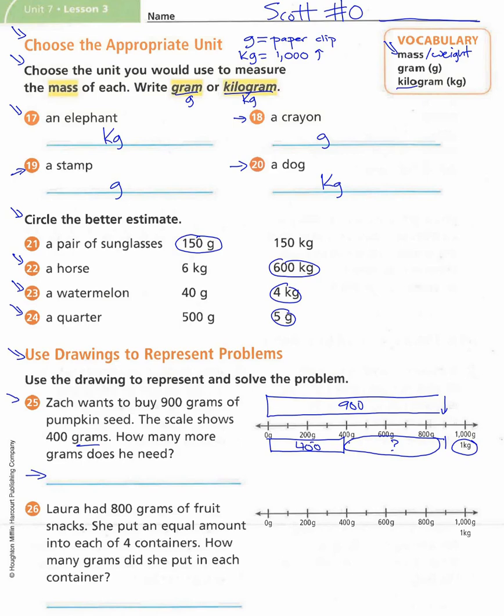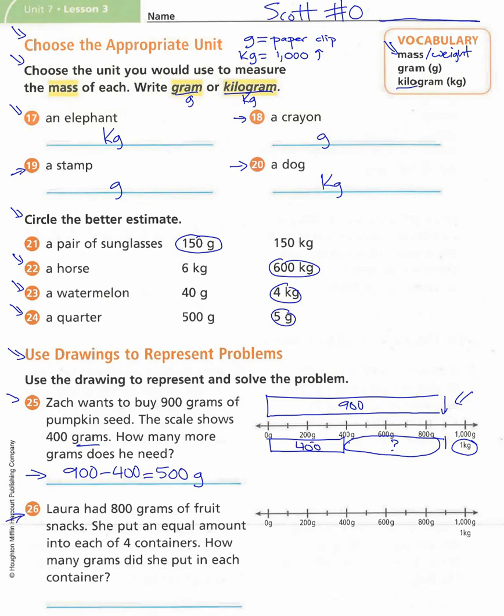All right. So remember when we have this kind of a drawing over here, we always start with the larger amount, take away the smaller amount, and that's going to leave us with the difference, which is 500 G's, 500 grams, right? Because 4 plus 5 is 9. All right, let's look at 26.